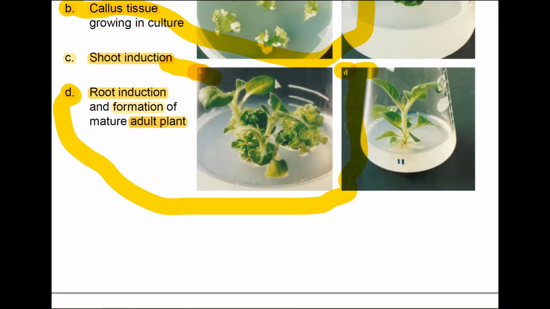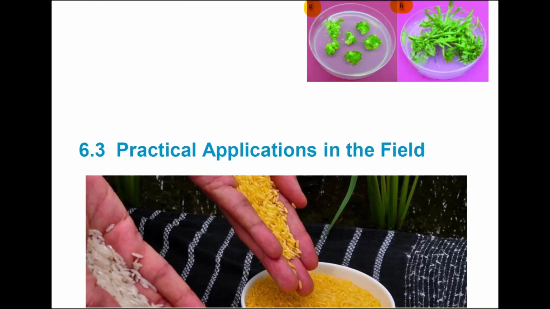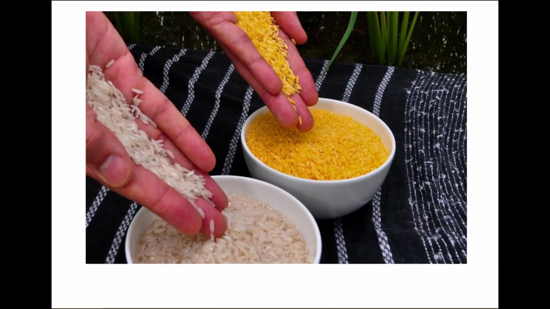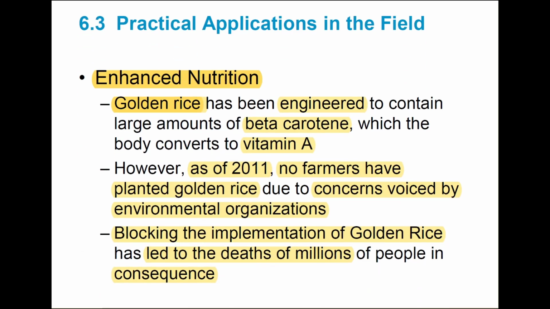And this is normal rice versus golden rice. Golden rice now expresses these three genes that produce beta-carotene. Okay? A huge percentage of the world relies on rice as a major form of nutrition. Golden rice has been engineered to contain large amounts of beta-carotene, which the body converts to vitamin A. However, as of 2011, no farmers planted golden rice due to concerns voiced by environmental organizations. Blocking the implementation of golden rice has led to the deaths of millions of people in consequence, because basically this technique is available for consumption.